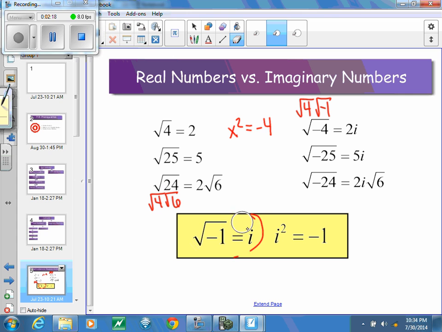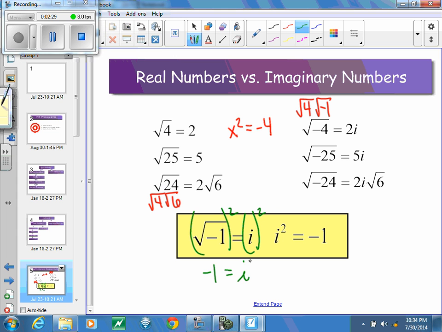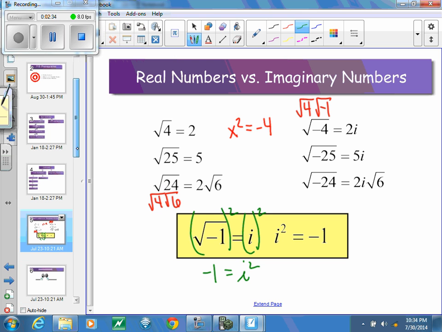Now if the square root of negative 1 equals i, then that means that i squared has to equal negative 1. Because remember that if we wanted to get rid of a square root, how I would do that is I'd square both sides. And so that gives me negative 1 equals i squared. So we're going to be using that once we work with our calculations.